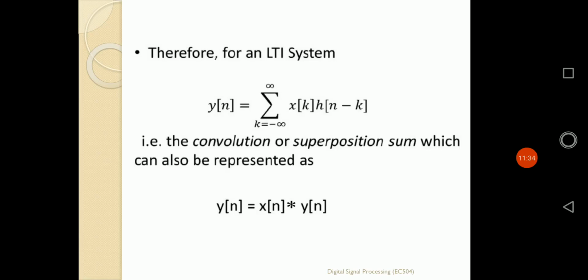So whenever we want to find the response for any kind of LTI system, we have to convolve the input feeding that LTI system with the system impulse response. The system is characterized by the impulse response h of n, and if it is convolved with the input of that particular system, we gather the output or response of that LTI system. This is the convolution or superposition sum, which can also be written as y of n equals x of n convolved with h of n. Sorry, I said y of n earlier, it should be h of n, because whenever we convolve x of n with h of n, we gather the value of y of n.